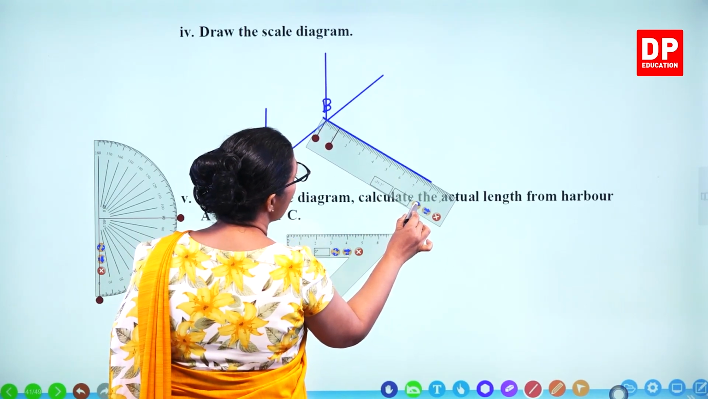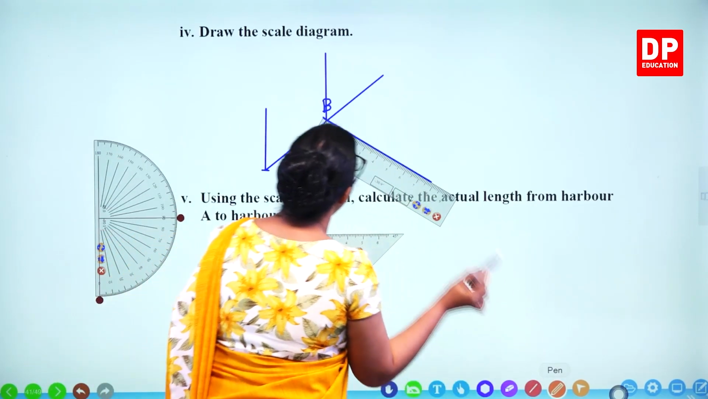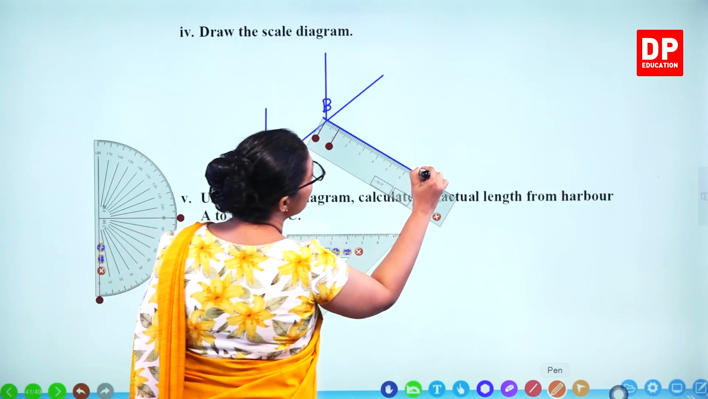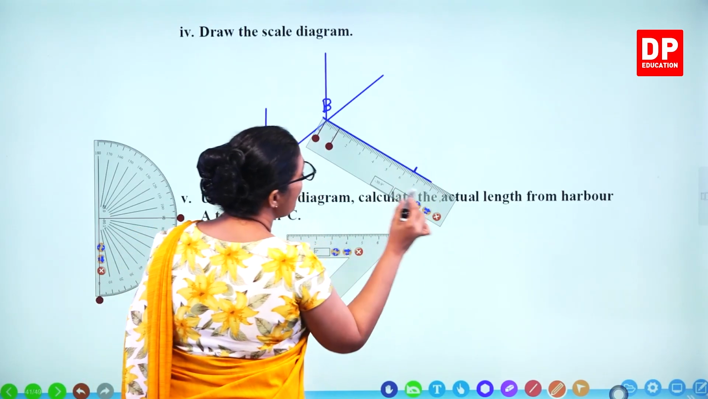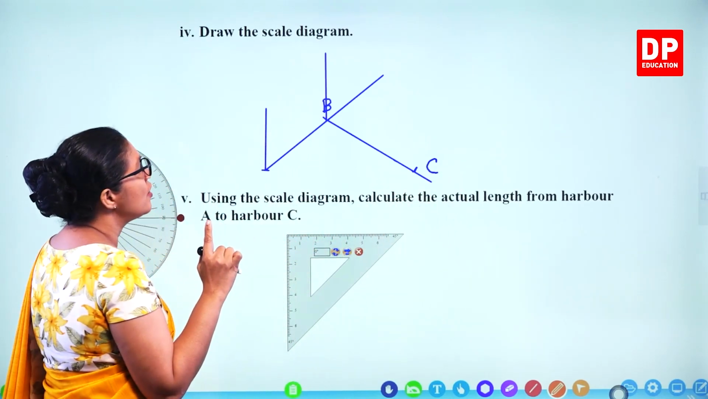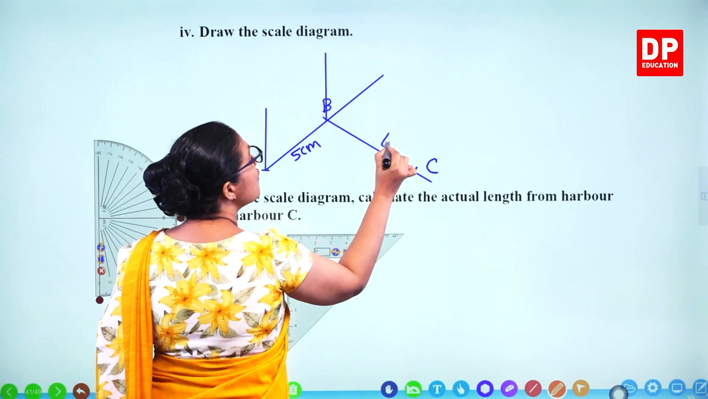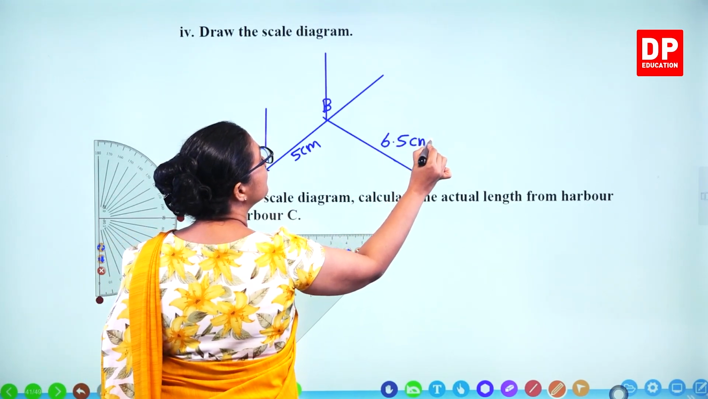.5 centimeters we have to measure. So 6.5 is here. Then we can mark the C point there. So this is 5 centimeters and this is 6.5 centimeters we took.